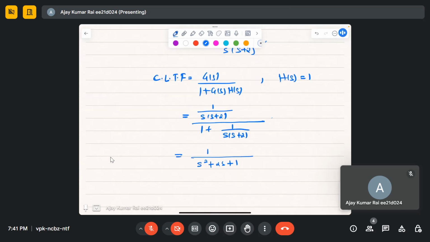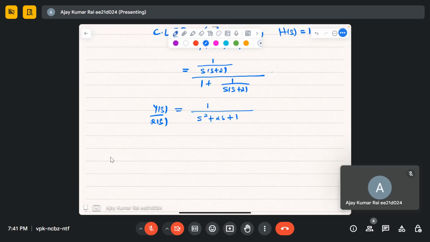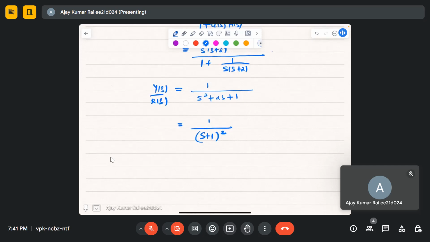Okay, so you're getting this closed loop transfer function, which is Y(s)/R(s). Now you have to find the sinusoidal transfer function. You put s equal to j omega. Or you can write (s+1) squared, because already in the previous question we have found out the closed loop poles. Let me call this closed loop transfer function C(s). So C(s) is this, and the sinusoidal transfer function is when you put s equal to j omega.